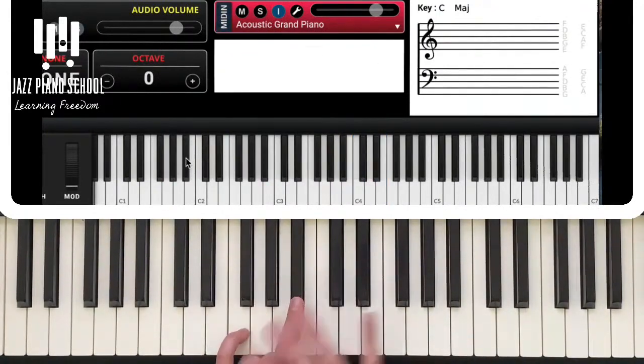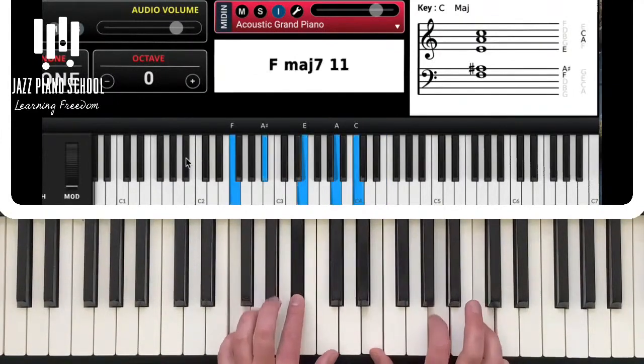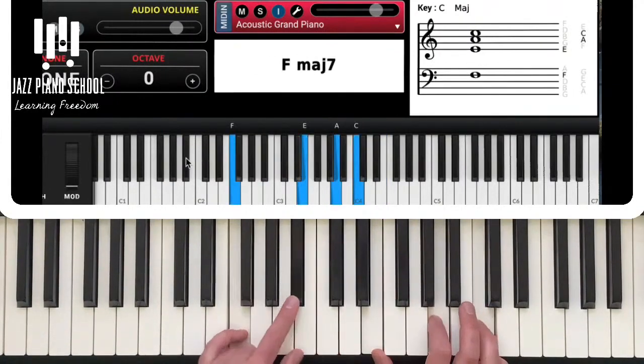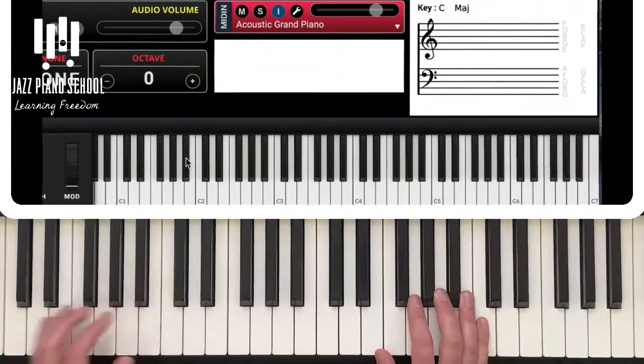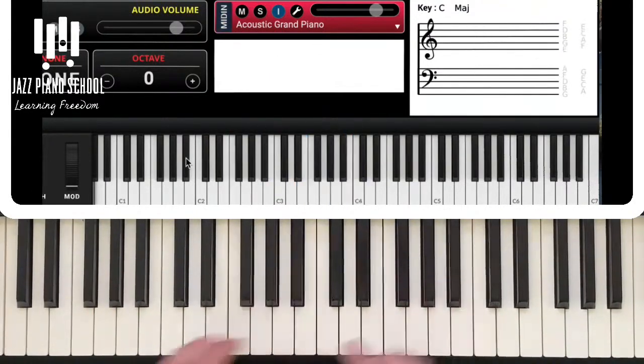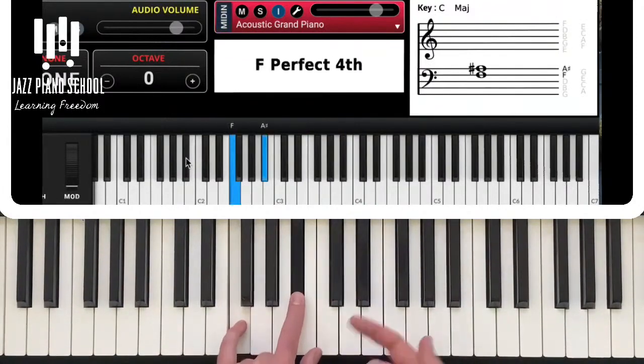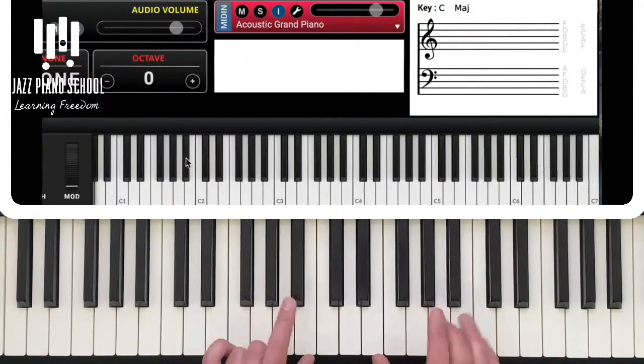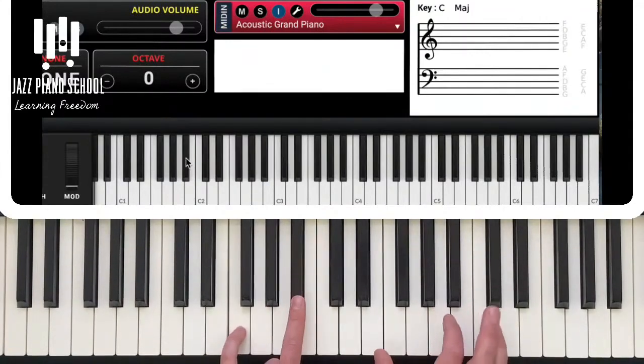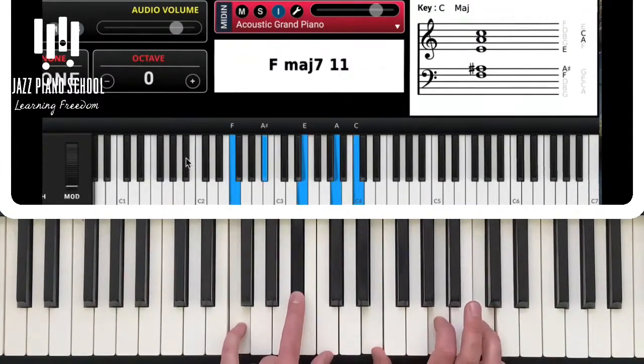I'm always just using shells for this demonstration. So here's my upper structure triad. And again, when you have the bass in there, it's going to sound much fuller. So you can hit your bass and then jump to your chord. If you're playing solo piano. If you're in a group, you don't need to do that because the bass player will be playing with you. So you can just play your rootless voicing here with your upper structure triad, just like this.